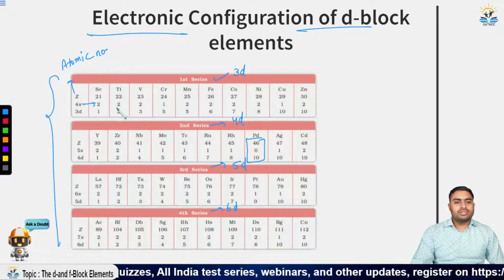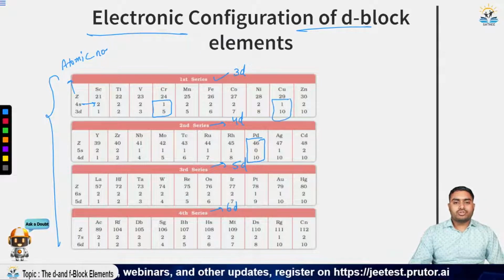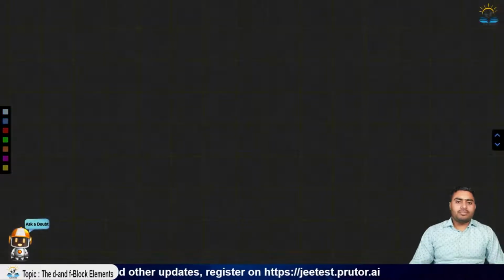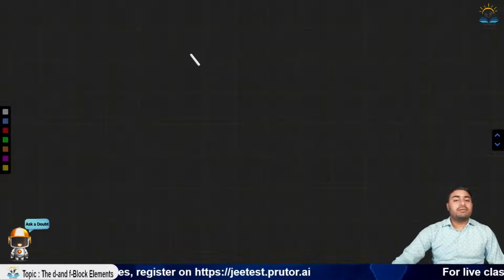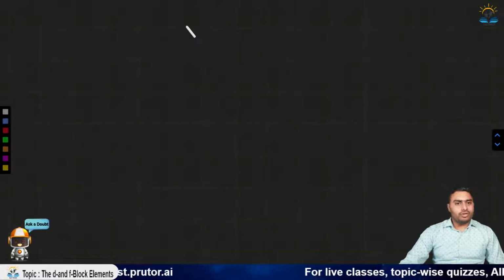In 4s you can see 2, 2, 2, but here it is 1, right? What about this chromium and what about this copper? You know very well, in the previous classes we have covered the exchange energy and stability of half filled and fully filled orbitals.